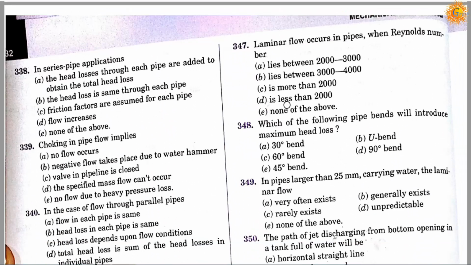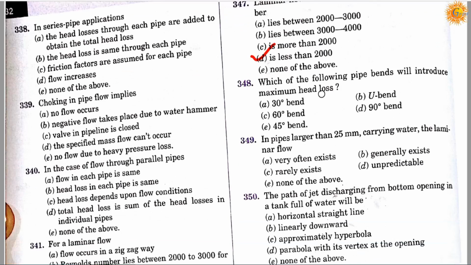Question number 347. Laminar flow occurs in pipes when Reynolds number will be: option A, lies between 2000 to 3000; option B, lies between 3000 to 4000; option C, is more than 2000; option D, is less than 2000; and option E, is none of the above. So the correct answer is D. It will be when it is less than 2000.